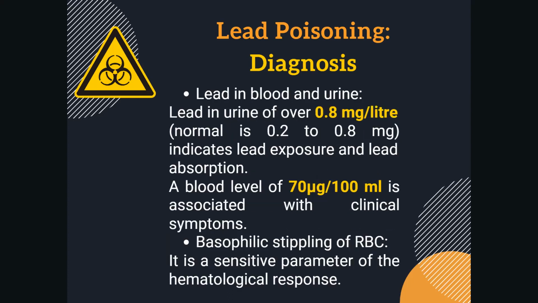Lead in blood and urine. Lead in urine of over 0.8 milligrams per liter, normal is 0.2 to 0.8 milligrams, indicates lead exposure and lead absorption. A blood level of 70 micrograms per 100 ml is associated with clinical symptoms. Basophilic stippling of RBCs is a sensitive parameter of the hematological response.